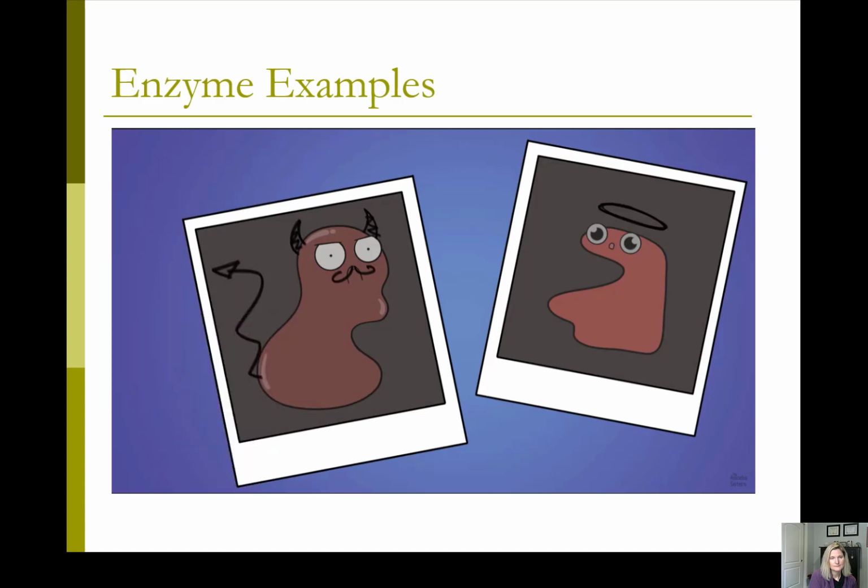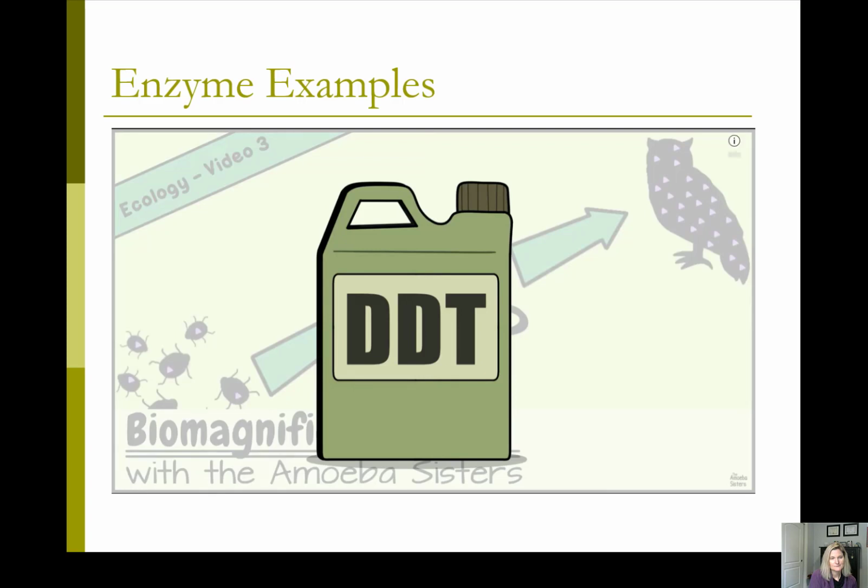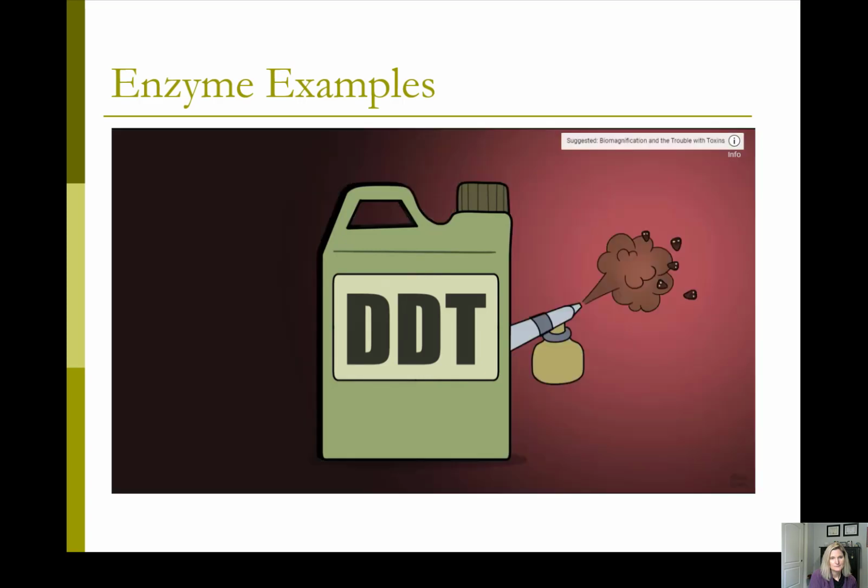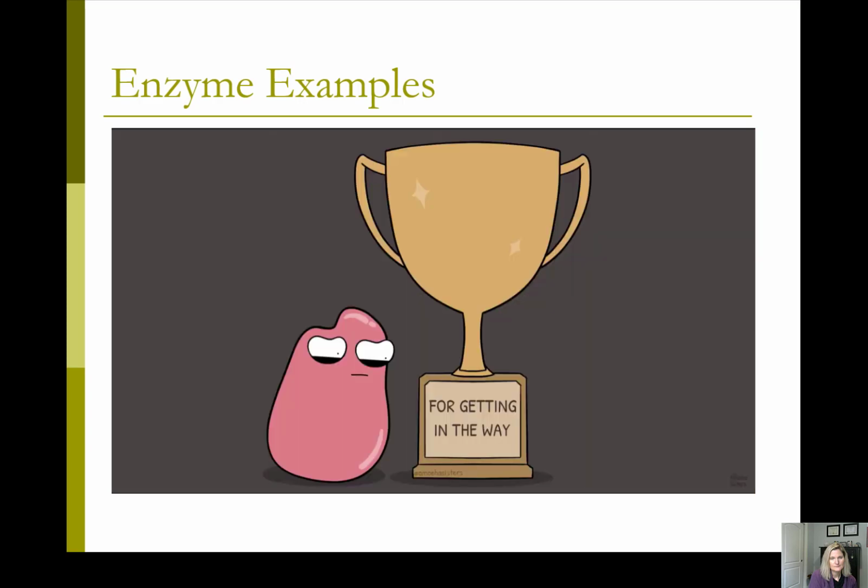Some examples. You might remember DDT from our biomagnification video. It can act as an inhibitor for certain enzymes in the human body and can cause health issues. But understand that our body also uses inhibitors all the time to control a lot of biological processes.